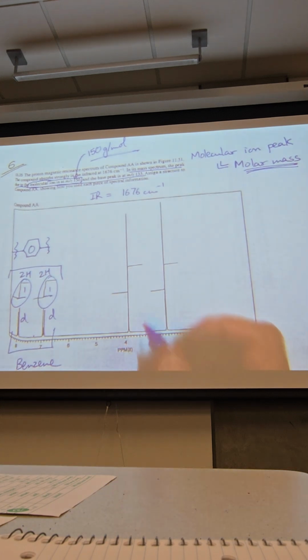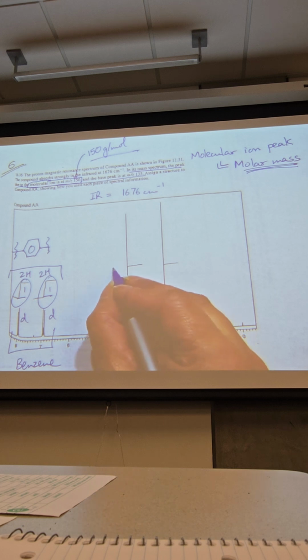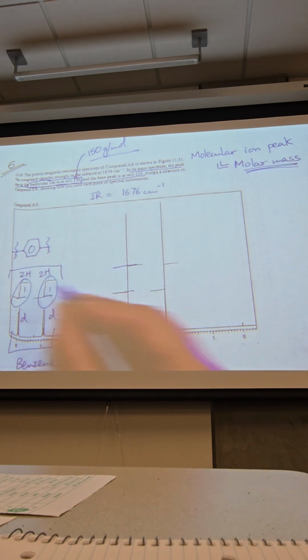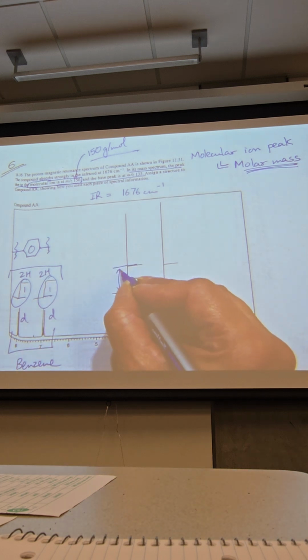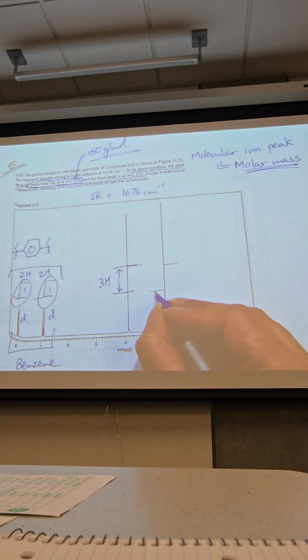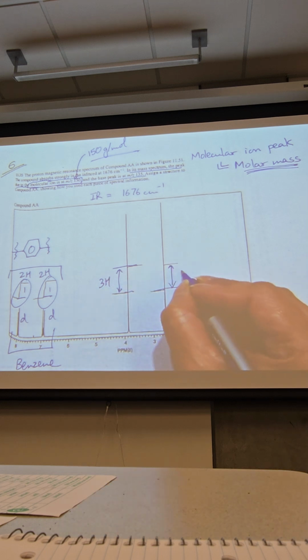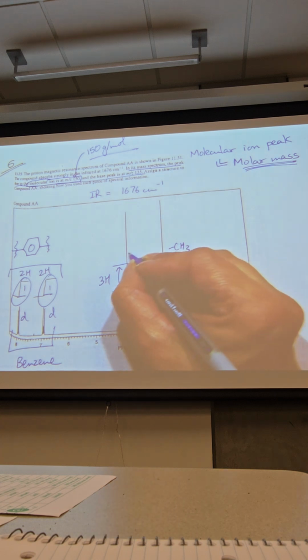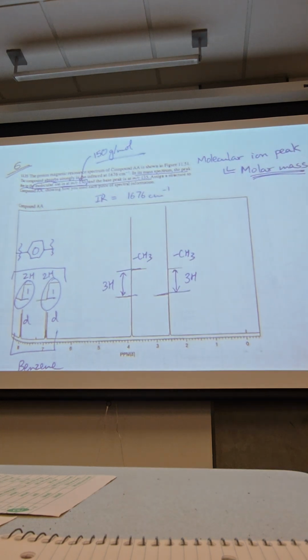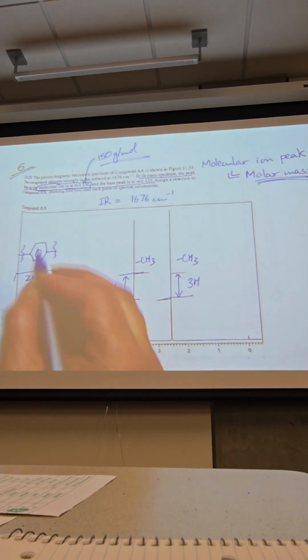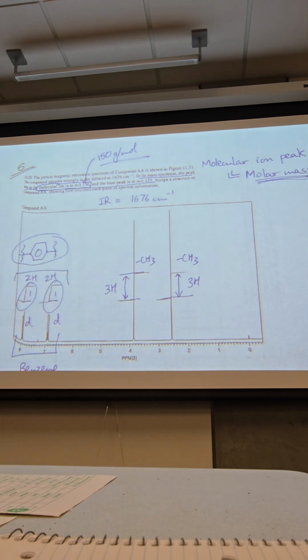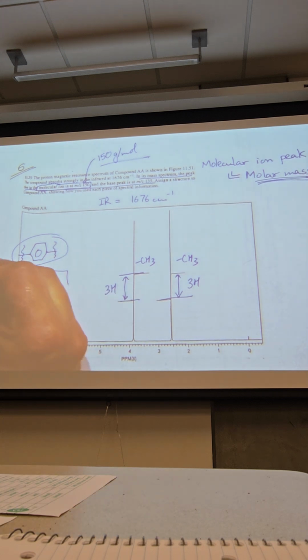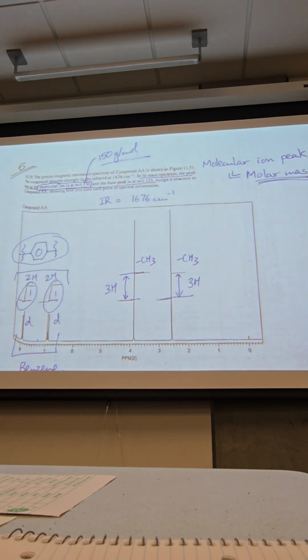Okay. So then what is the integration for this signal right here? If that is 2 hydrogens, what do you think this is? 3. And the next one? Same thing. 3, right? So that means we have 2 different methyl groups. Am I right? Cool. So let's do this very quick math, guys. Can someone tell me what is the mass of this piece? That is C6H4. What is the mass of C6H4? Quick math.